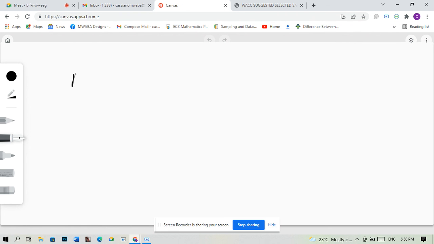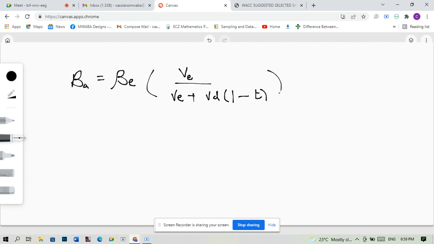We're going to say BA, which represents the asset beta, equals BE, which represents the equity beta, open brackets, the value of equity, which we've already been given as 70%, over the value of equity again, plus the value of debt, and open brackets 1 minus T. All right, so we start replacing the values. Our asset beta that was given to us is 0.9.